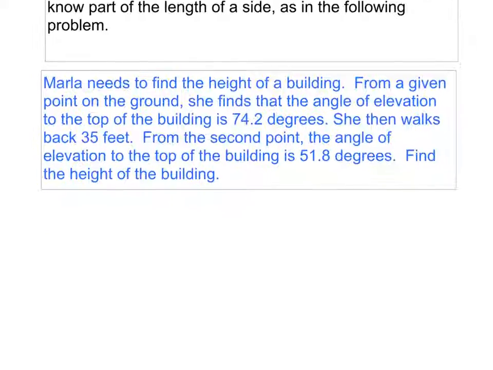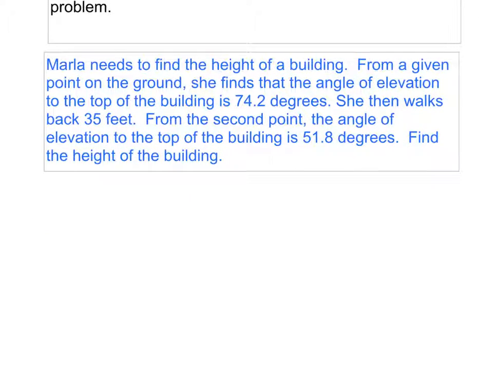Reading on, Marla needs to find the height of a building. From a given point on the ground, she finds that the angle of elevation to the top of the building is 74.2 degrees. So that situation is going to look like this. Here's our building, and here's a point on the ground that creates an angle of elevation of about 74.2 degrees.